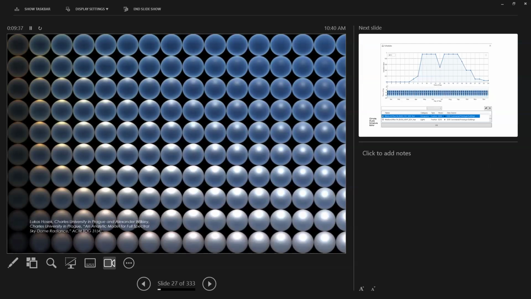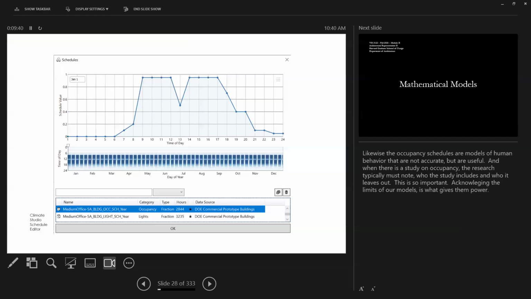And then there are also occupancy models that are based on real studies. When you load the occupancy, it's based on different studies that people have done in real scenarios. And when you do such a study, you report on who the study was done by, where it was done, what group of people it was done on, and how many people it was done on. So this idea that a real model, a model as an experiment, a model in this more expanded definition, always acknowledges its own limitations.